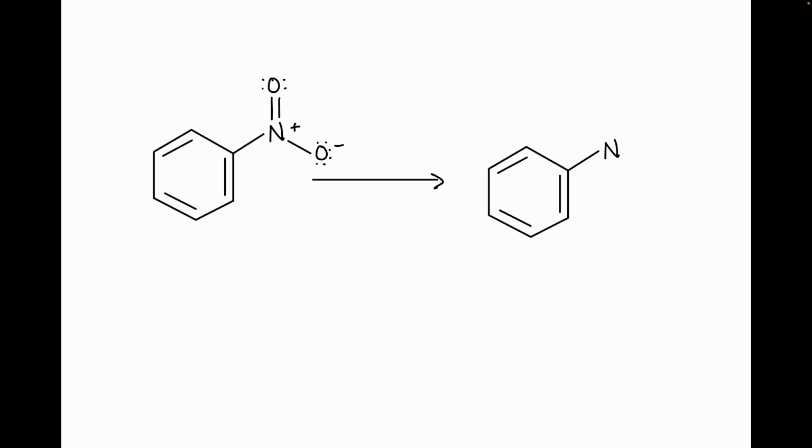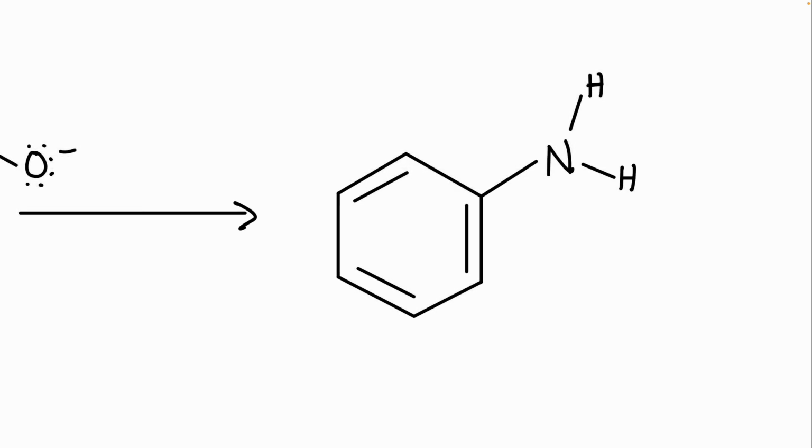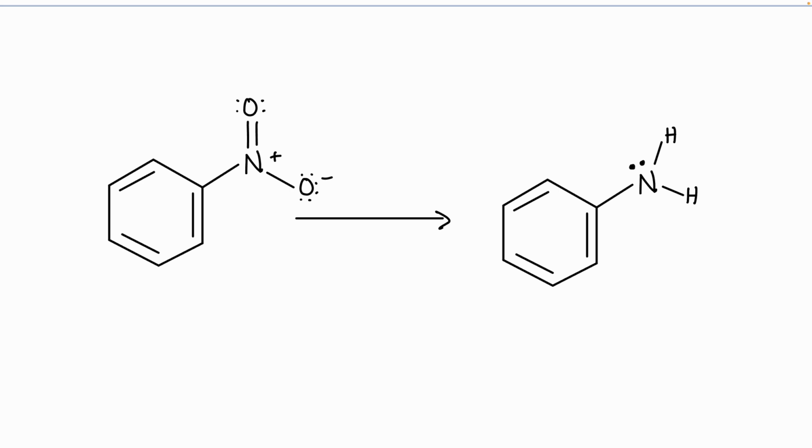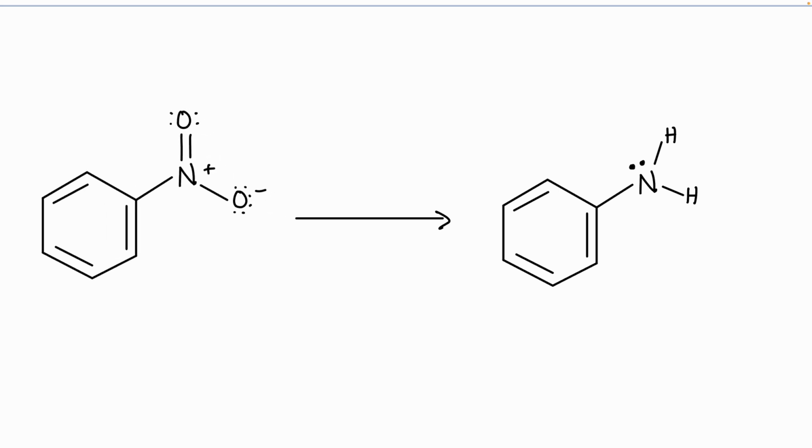If we do this one here, on my product side, my nitrogen has three bonds, so what is it missing here? A lone pair. We do this with a set of reagents that you're just going to have to sight memorize. It really doesn't make much sense. We're going to use zinc and HCl, followed by sodium hydroxide.